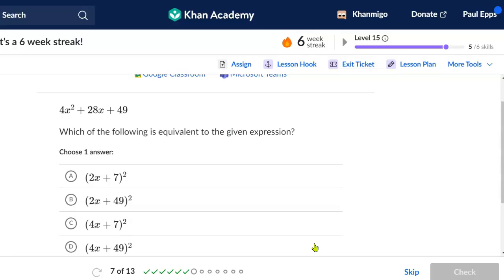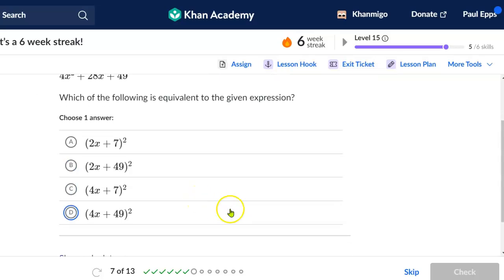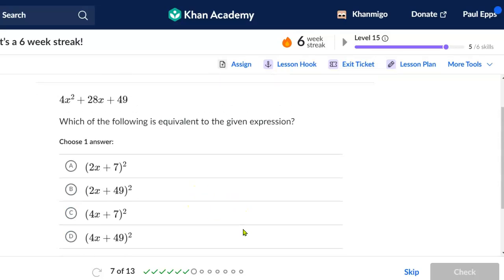All right, which of the following is equivalent to the given expression 4x squared plus 28x plus 49? Well, let's not overthink this. Any of these answers with 49 in there is wrong, because if you square 49, you're going to get a bigger number than 49. So we can't use B, and we can't use D. A and C we can use because we're going to square 7, and we're going to get 49.